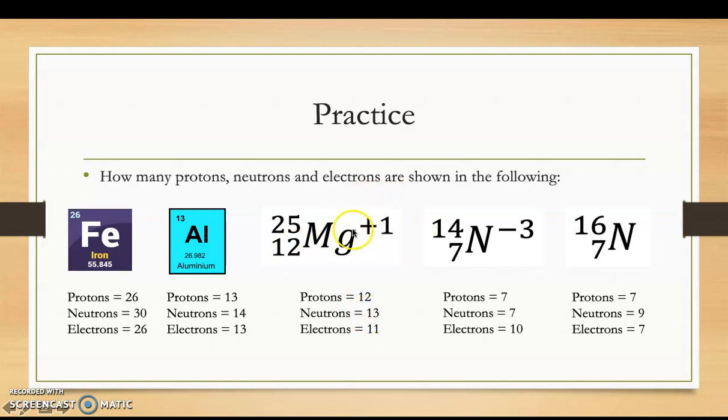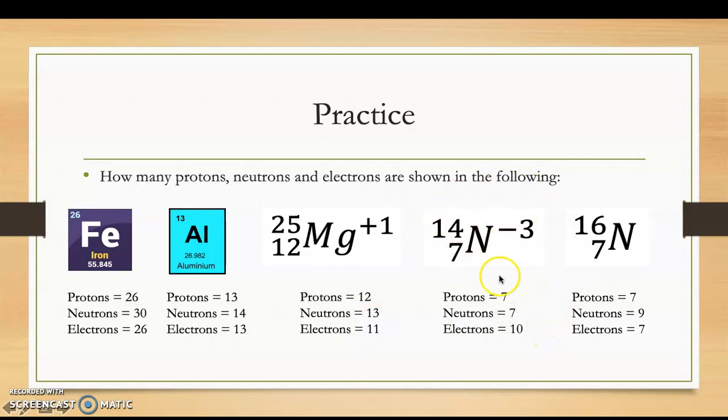And then I see that I have a +1 charge. So if I'm thinking back to that equation, a +1 charge means that I have one more positive thing than I do negative. My protons are my positive thing, my electrons are my negative thing. So if I have one more positive, I have one more proton than I do electron, which means if I have 12 protons, I have to have one less electron, which would be 11.